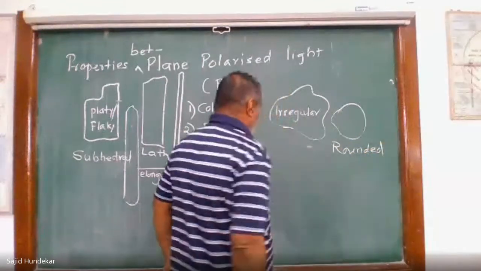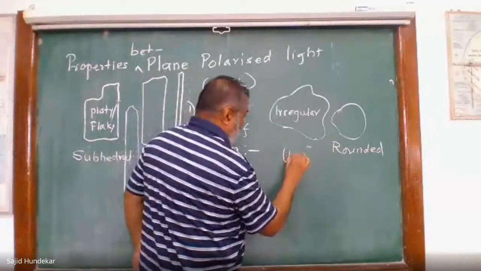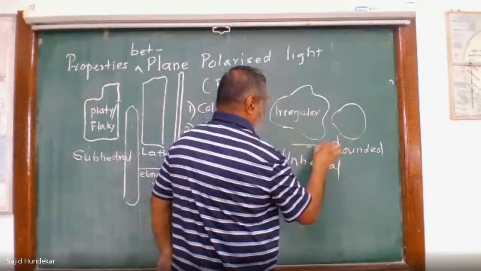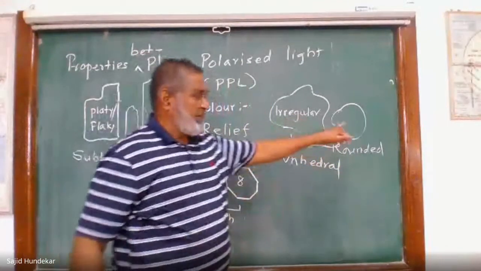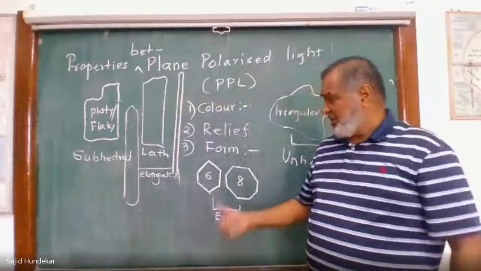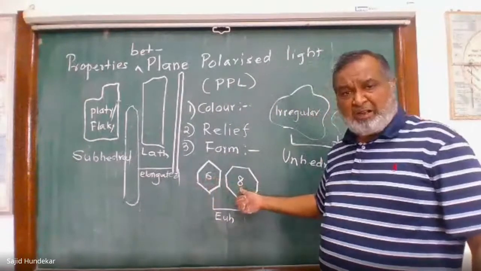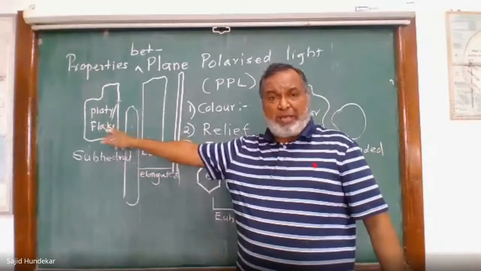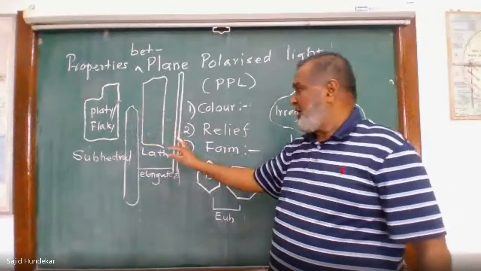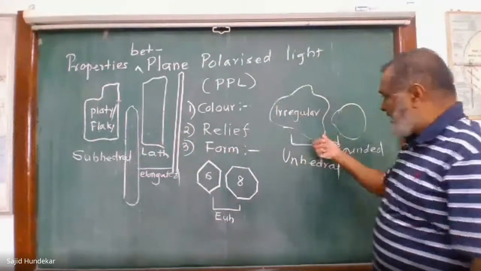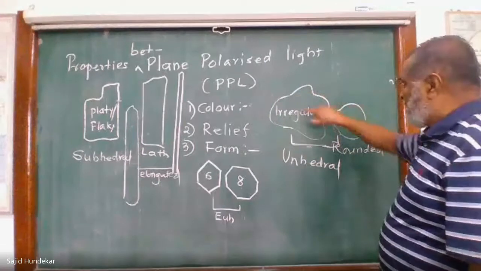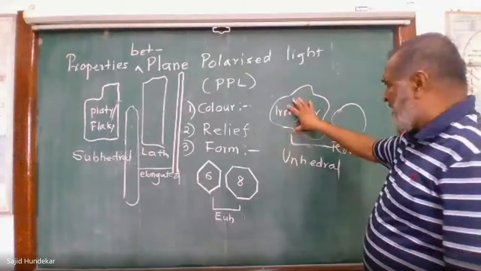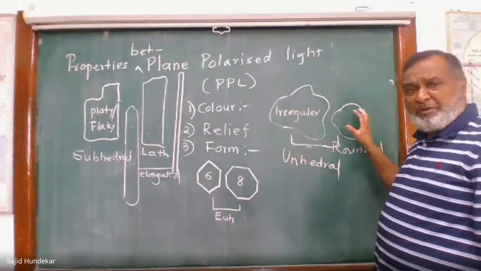So here in this third category we have the anhedral form. In anhedral, we have the first one irregular and the second one rounded. Whereas in euhedral, we have 6 side and 8 side. Whereas in case of subhedral, we have flaky form, lath shape and elongated form. Whereas in anhedral, we have irregular and rounded. You can see the zigzag. This is the best example and one of the typical properties of garnet. And rounded is the property of quartz.